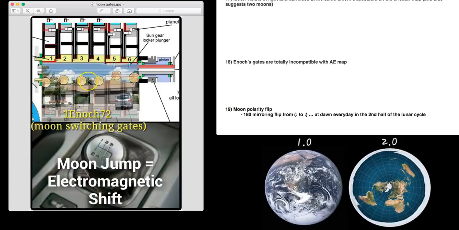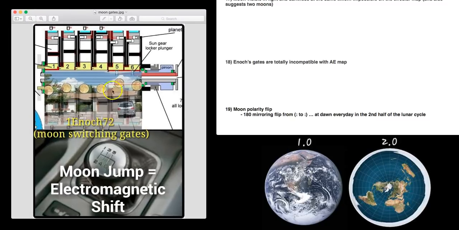I should cover, oh yeah, this is the next point. Actually, on the gates, I want to show you the moon jumps here. It's like a gear system. Enoch is a technical guy. He's an engineer. His book needs to be read like an engineer. And the gate jumps. It's like the 6 keys or 6 pins in a lock, or 6 gears in a car. It's electromagnetic jumps. It's a really complex clockwork system.